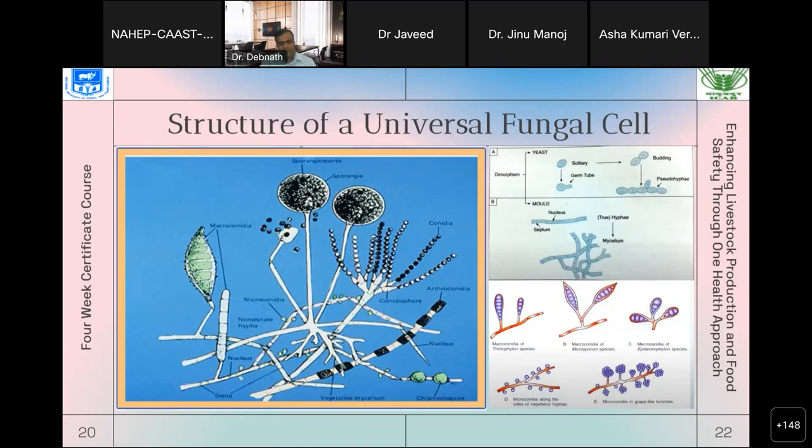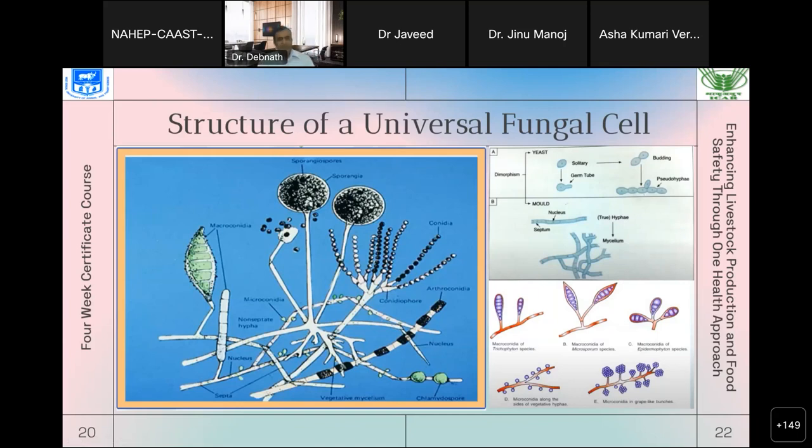So one hyphae is having so many types: septate hyphae, pauci-septate hyphae, non-septate hyphae, then pseudohyphae. All these structures help us to diagnose which species you have isolated. The second important components of the fungal cells are the asexual spores.